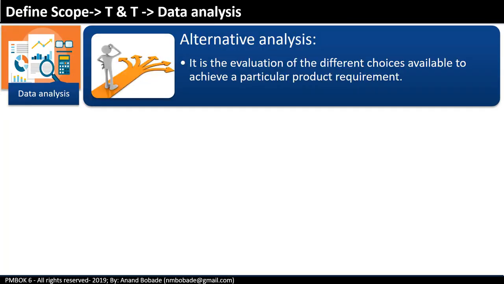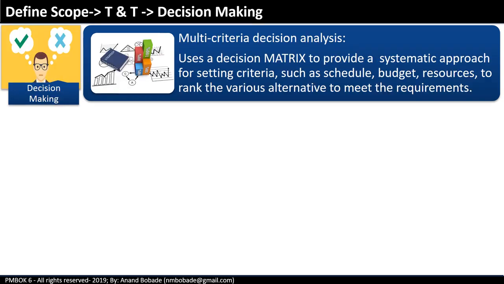Data analysis. Alternative analysis is a data analysis technique used to evaluate various options to meet the requirements and project objectives. Decision making. Multi-criteria decision analysis provides a systematic analytical approach using a decision matrix. In particular, the constraints such as schedule, budget, and resources are used to rank the various alternative ways to meet the requirement.